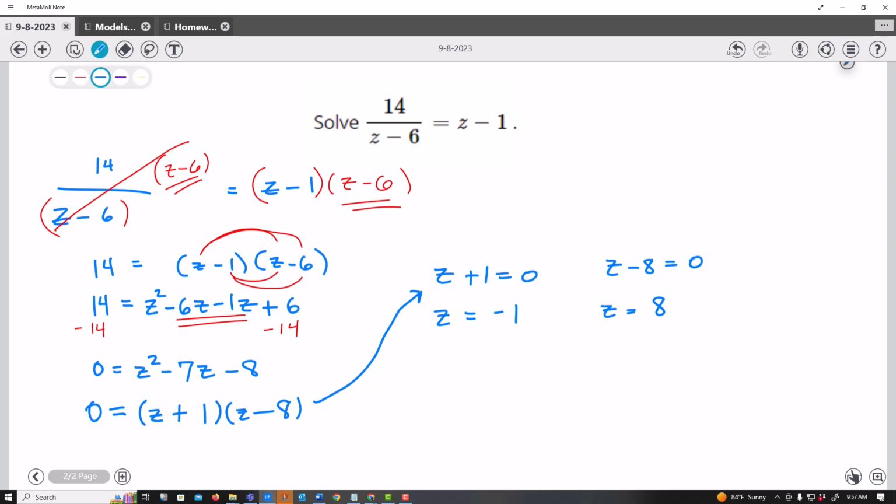And if you watch the video before this about the square roots with extraneous roots, you do kind of need to look right here. Like if one of these answers were 6, you couldn't use it, right? Because you'd be dividing by 0, but that doesn't matter. So that would be my answers.